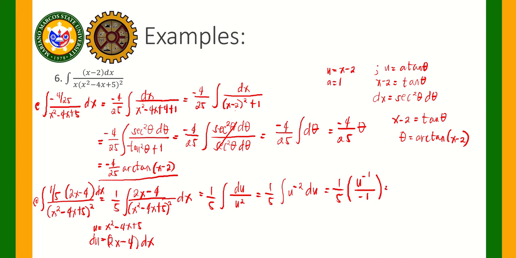And substituting back x squared minus 4x plus 5 for u, this will be equal to 1 over 5, or let's say negative. Okay? We can back substitute later. We can have 1 over negative, pala. Negative 1 over 5u. And substituting back the value of our u, this will be equal to negative 1 over 5 times x squared minus 4x plus 5. So, this is our fourth term.